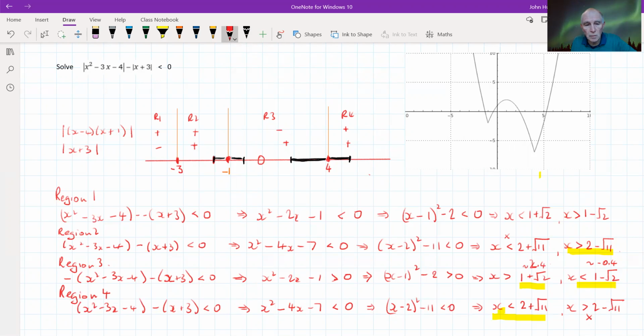So there we go. So this is what we have to do with these things: you have to break it up into regions and consider each region in turn. And then when you find the solution, it only applies to that region. And remember, when we're doing quadratics, we have to make sure that we get the sign right on our inequality on the final sign.